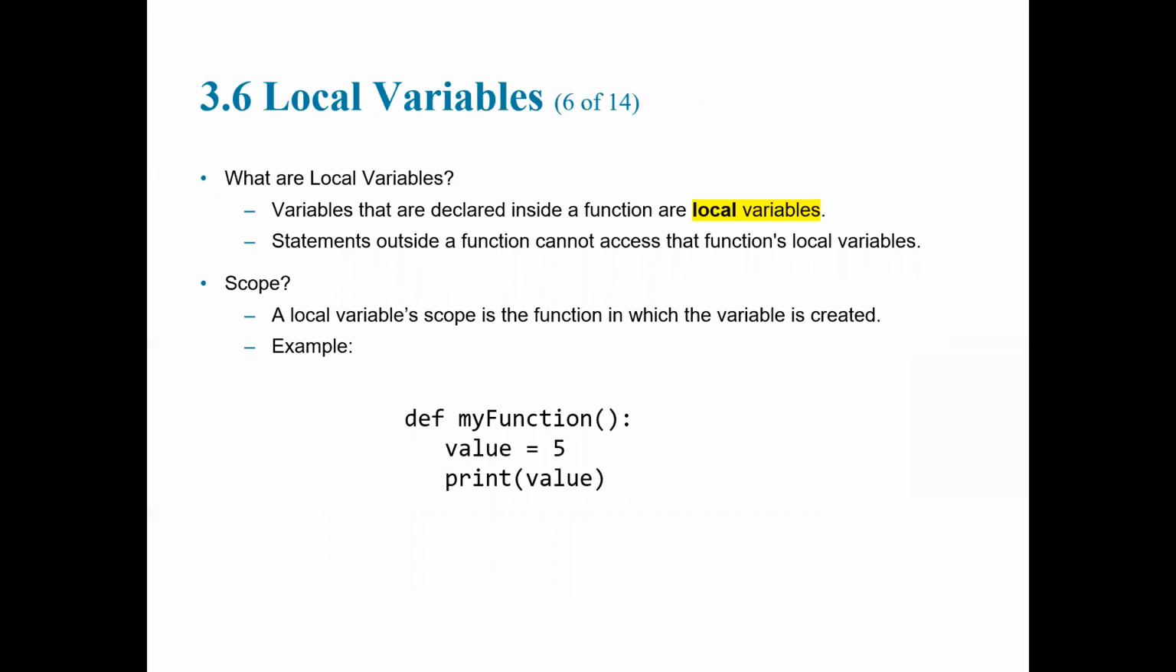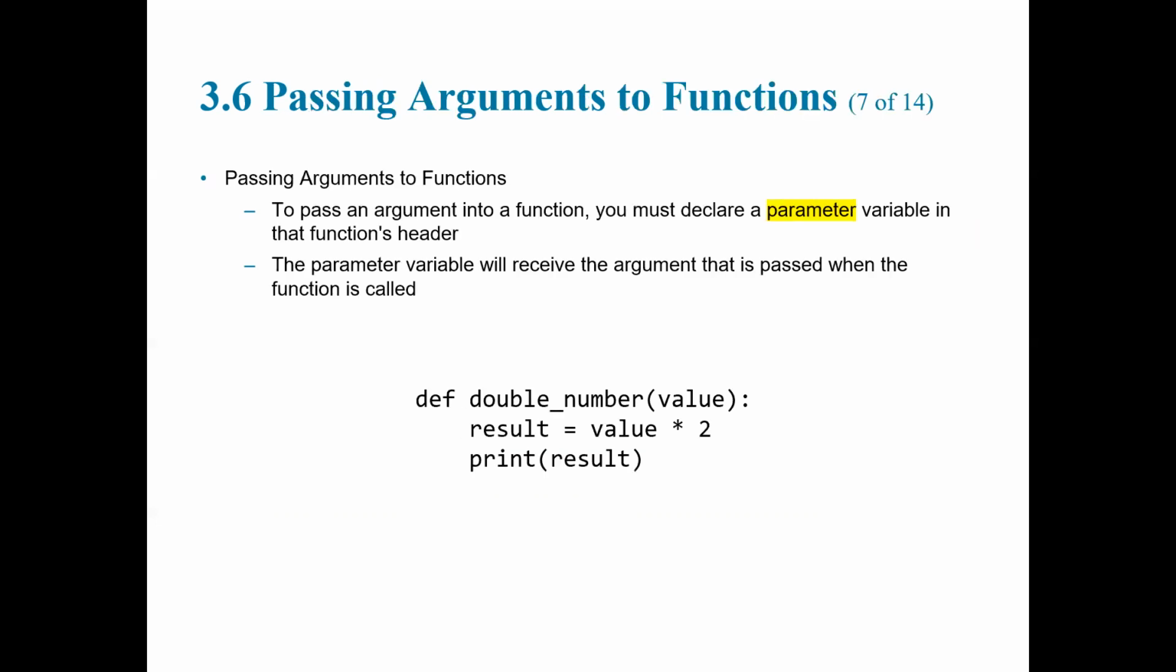That brings us to the concept of scope. A local variable's scope is the function in which the variable is created. In other words, you can only access it, use it, print it, from within that function. It is local. Passing arguments to functions.